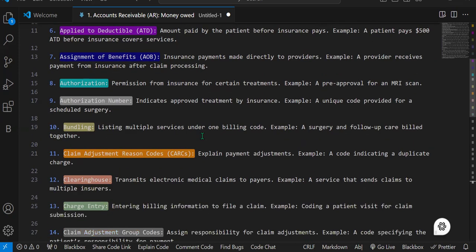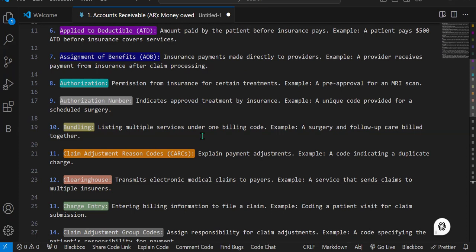The 10th one is bundling: billing multiple services under one billing code. Example: surgery and follow-up care billed together. We have different types of codes, diagnosis codes, modifier codes. If you bundle two codes together, then this bundling will affect the income. It is like denial management.